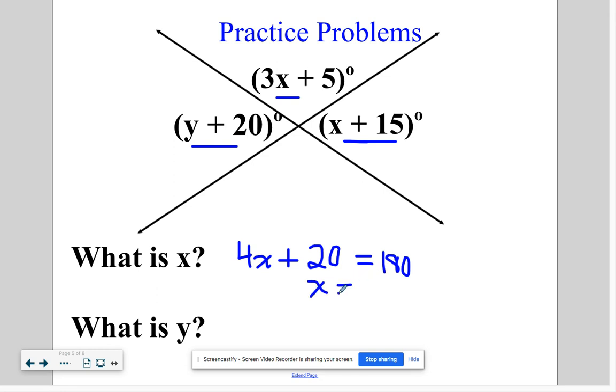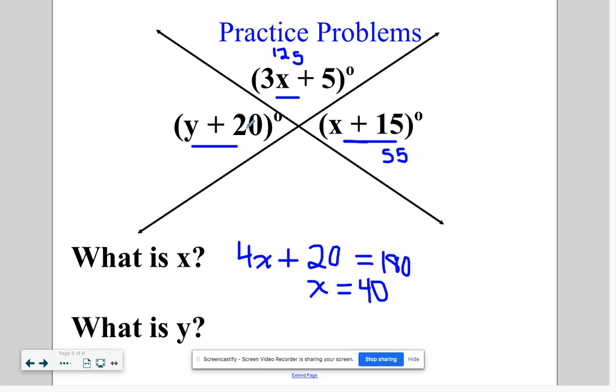This is not degrees, this is just what x is. You can go back up to these problems to figure out what the actual angles are. So 3 times 40 would be 120 plus the 5, so this is 125. And if I put 40 in here, I'm going to get 55. I'm just going to double check myself to make sure that these two add up to 180. 125 plus 55, yeah, that's like 170 plus another 10, that's 180. Yeah, so it does work.